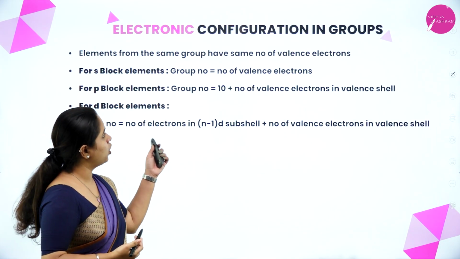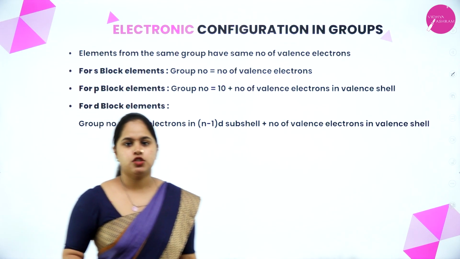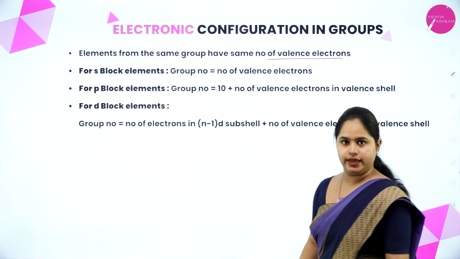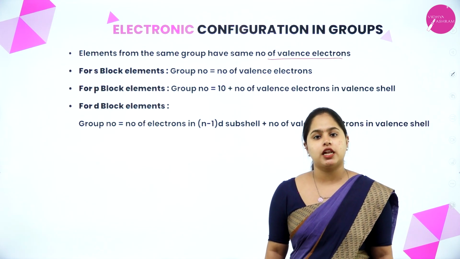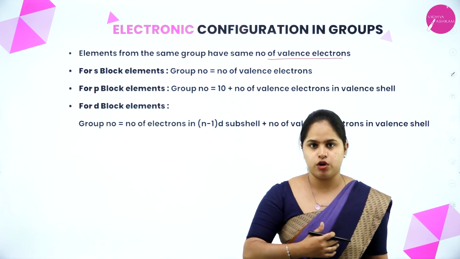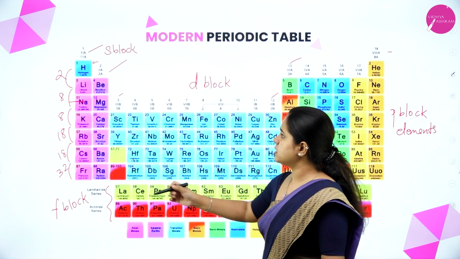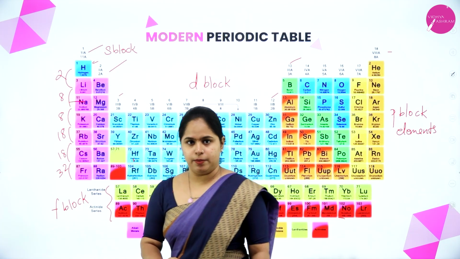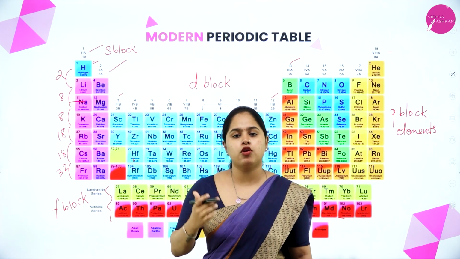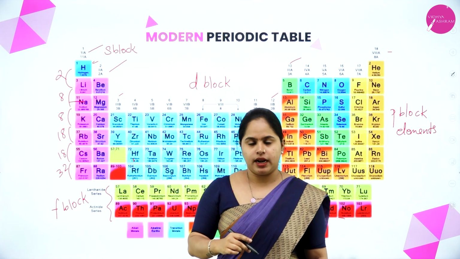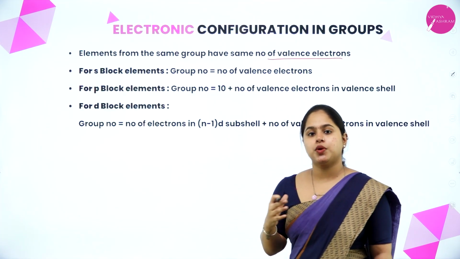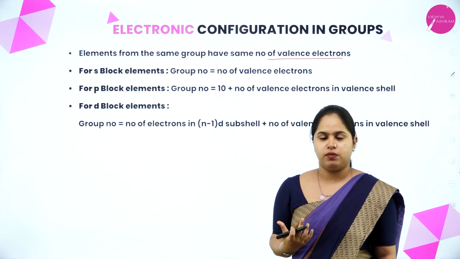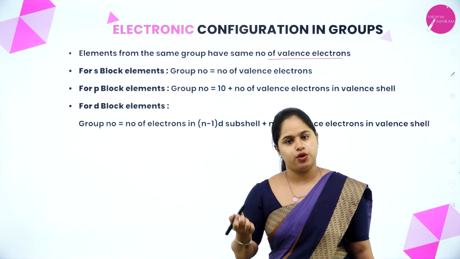Now moving on to electronic configuration in groups. Elements from the same group have the same number of valence electrons. The number of valence electrons will be the same as we move down a group. That means if I take the first group elements, all of them will have 1 valence electron. So, in a group, all the elements have the same number of valence electrons. Now, how do we determine the group number? Let's see, for S-block elements, how do you determine it?